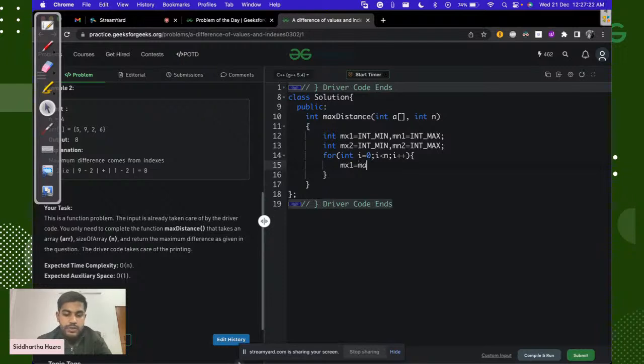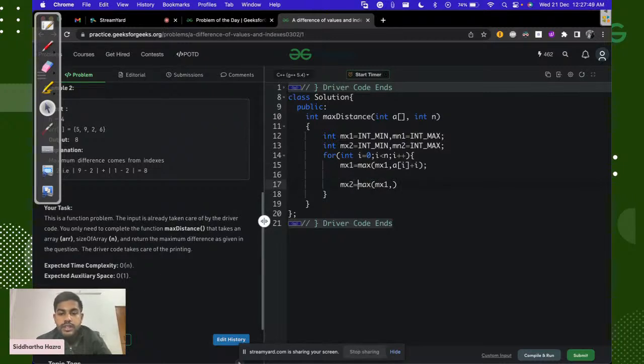mx1 is equal to max of mx1, and then it was what? Can you tell me? So we would just copy this. Yes, so max of mx1 and then a of i plus i. This was to be found. Let's write the value for mx2 also. This would be minus i. Okay, this is the next one. mx2 would be a of i minus i.